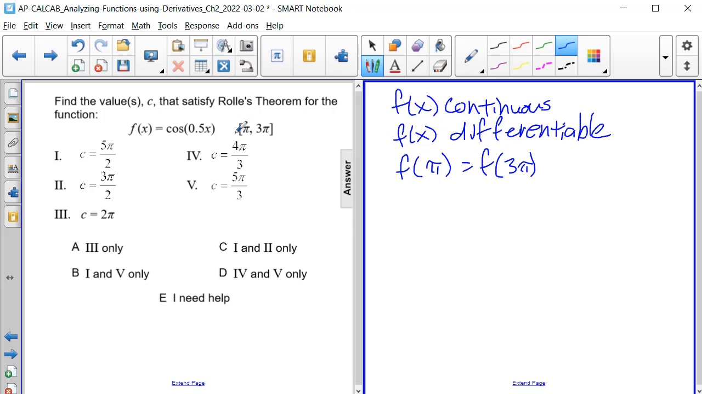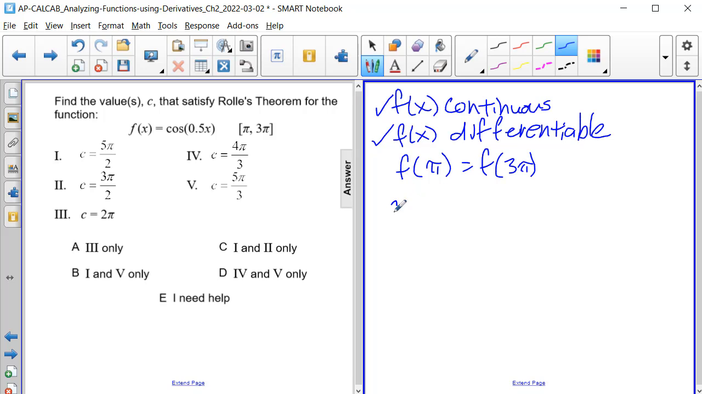Well, first, is it continuous? Yes, it is. It's a cosine curve. Is it differentiable? Yes, it is, because there are no cusps, corners, or vertical tangents. Now we have to see if the function evaluated at our endpoints are indeed equal.